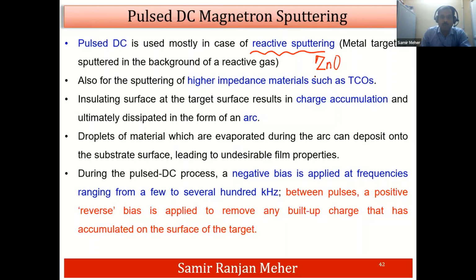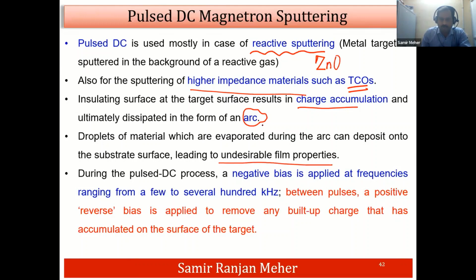Together with that, if I want to directly coat higher impedance materials, for example, a transparent conducting oxide using a single target, it will result in charge accumulation at the target surface. And when the charges accumulate, that will result in an arc. Arc means a very high density of currents. And when the arc is generated, it will splat the target atoms at a very high speed, and it will result in very poor quality of the films.